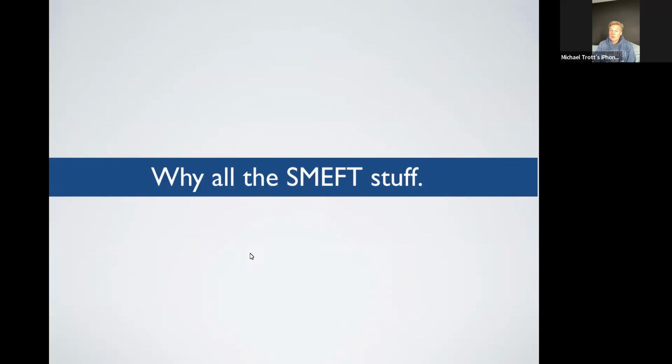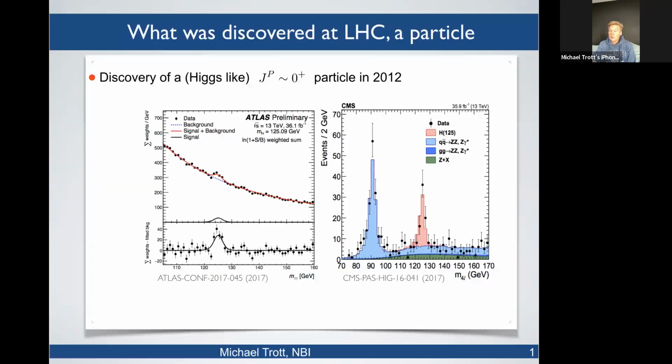So a quick reminder of the SMEFT: it's basically a straightforward interpretation of what we have discovered at the LHC and what we have not discovered at the LHC. So it incorporates the existence of a 125 GeV scalar that, as far as we can tell, is 0 plus, consistent with the Higgs. And that's very clear in these resonance bumps here from ATLAS and CMS.